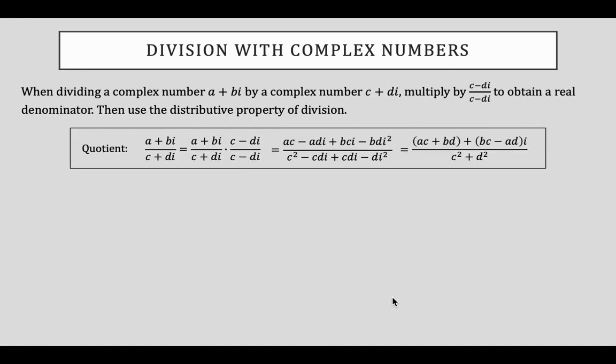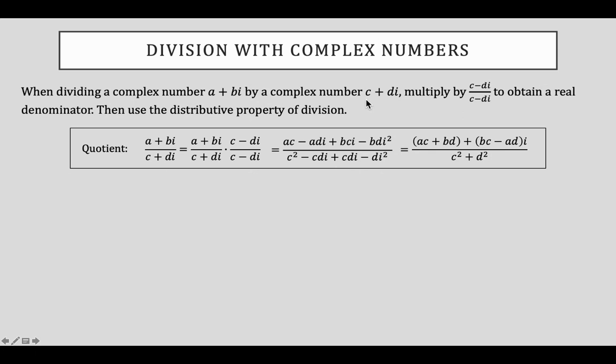All right, and finally, when dividing a complex number, a plus bi, by a complex number, c plus di, in order to rationalize our denominator, we must multiply the numerator and the denominator by c minus di over c minus di. Notice that c minus di is the complex conjugate of the denominator.